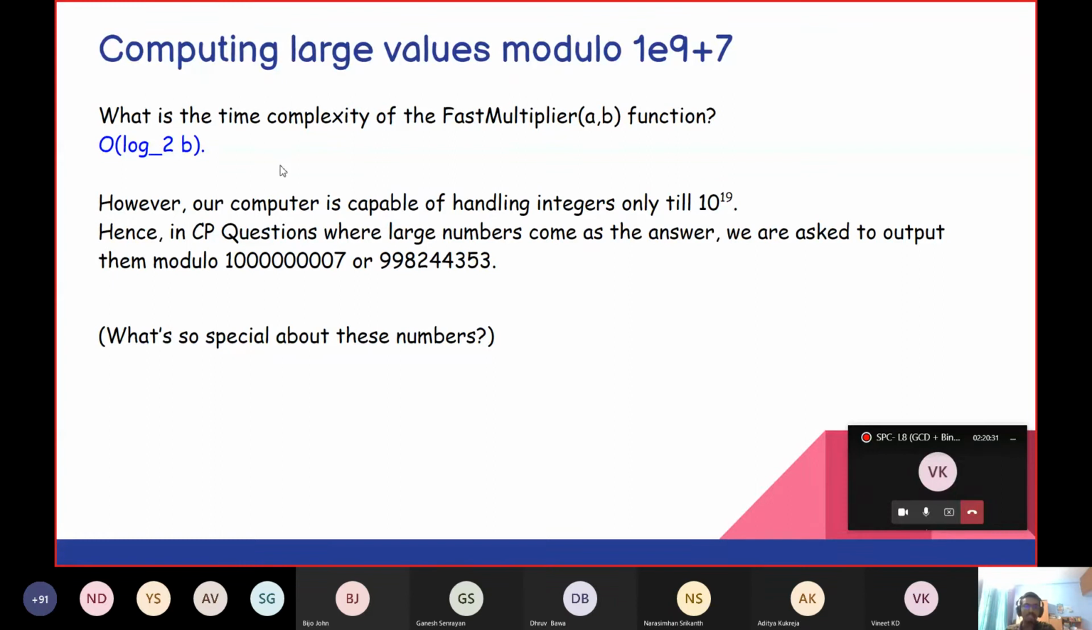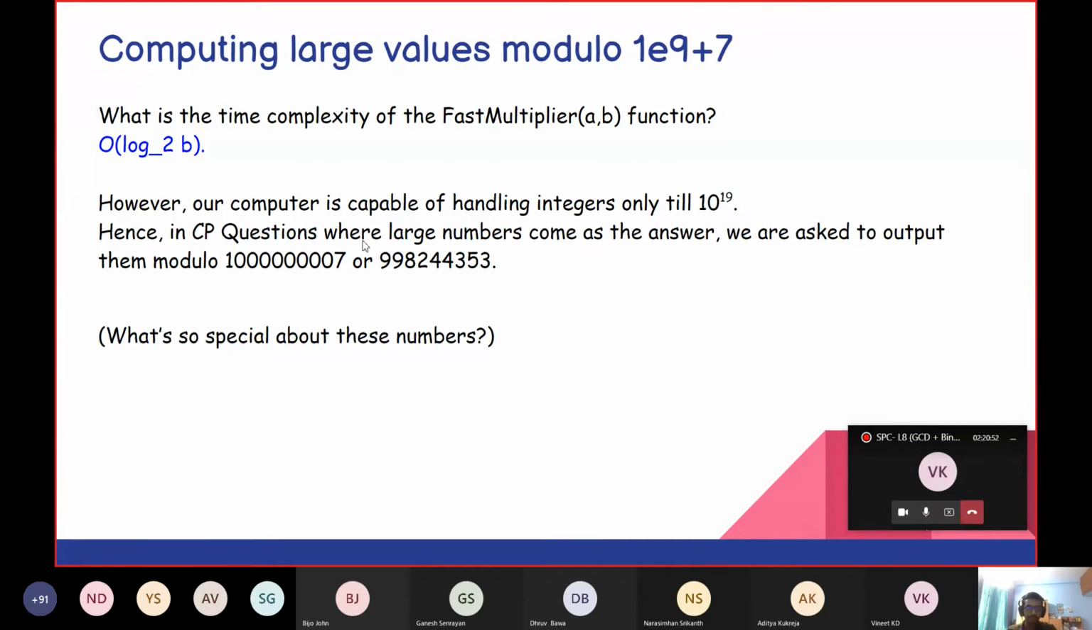But then, suppose you want to find 300 C 100 itself, that itself is a lot of digits. Or let's say it's 2 power 70. 2 power 70 has more than 20 digits, and our computers cannot calculate that. So if in a CP question that is the answer, how would they test whether you've got the right answer or not?